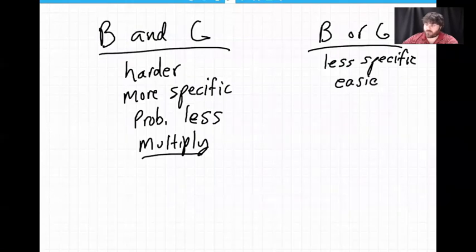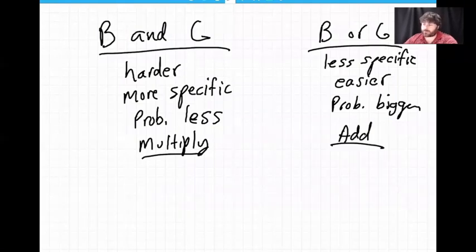Right? It's easier if you have more choices. Yeah, a much better chance. So that means the probability should be bigger. And the way to get bigger is to add 2 fractions that are less than 1. If you add them, that's what will happen.